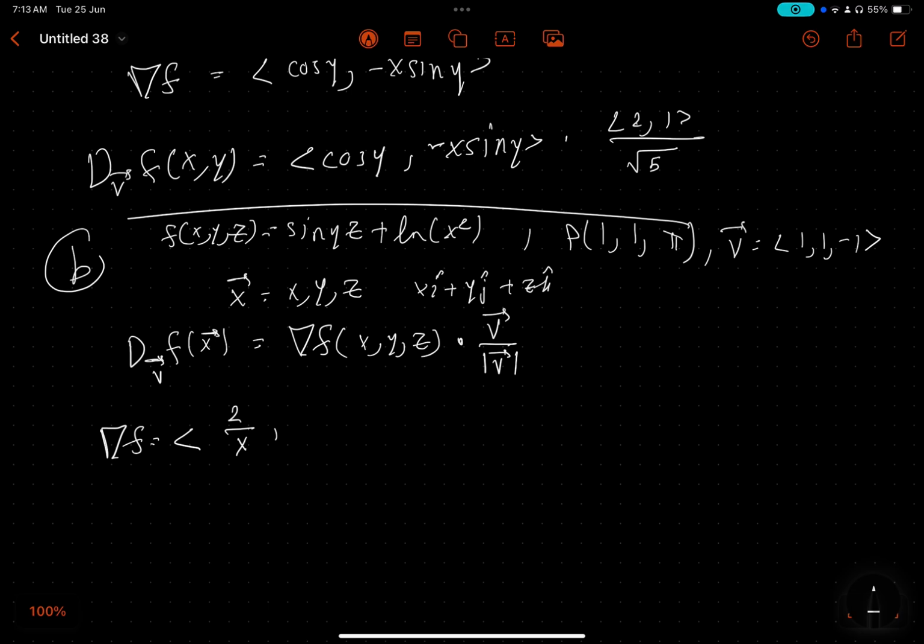And then, with respect to y, fy, we have z cosine of yz. And with respect to z, now we're just solving some examples you can solve with me, we're going to have y cosine of z, and this is the gradient.